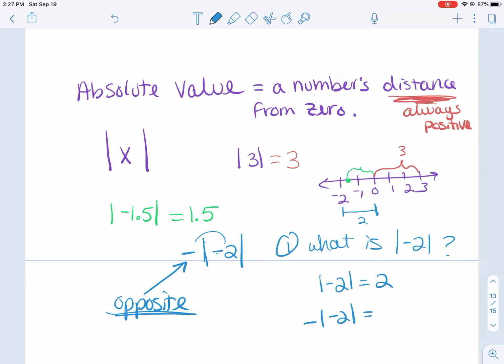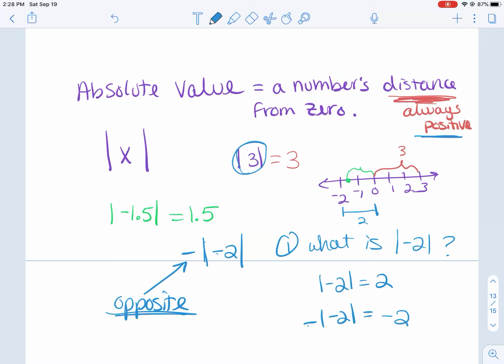So we're not distributing through the absolute value signs, we're just applying the idea of this negative after we've taken the absolute value. So I just want to make my answer to what is the absolute value of negative 2 the opposite sign. Well, the opposite of positive 2 is negative 2. So you can get a negative answer when you're dealing with absolute value, but just remember whatever comes out of just the absolute value symbols will always be positive.